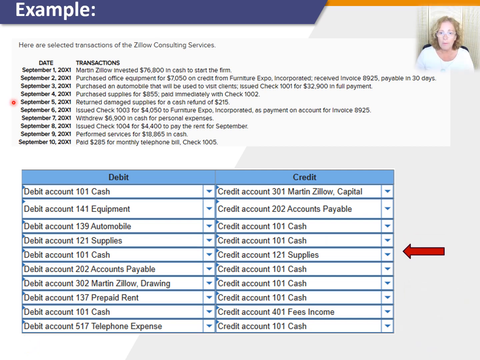On September 5th, Zillow Consulting returned damaged supplies for $215 for a cash refund. The company now has more cash. Cash is an asset, and assets increase with debits. That means we have to debit cash. The company now has less supplies, which are considered assets. Assets increase with debits and decrease with credits. That means we have to credit supplies.